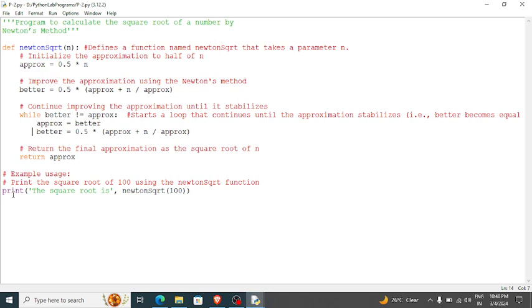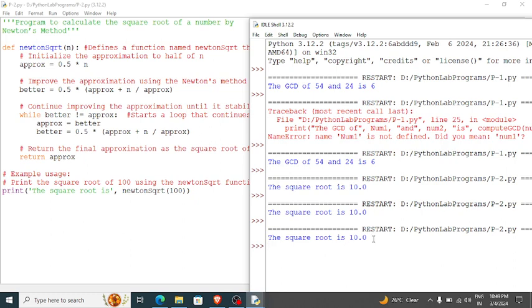Finally, you are printing the Newton's square root with the value 100. So for 100 the square root is 10. Okay, so this is how you get the answer.